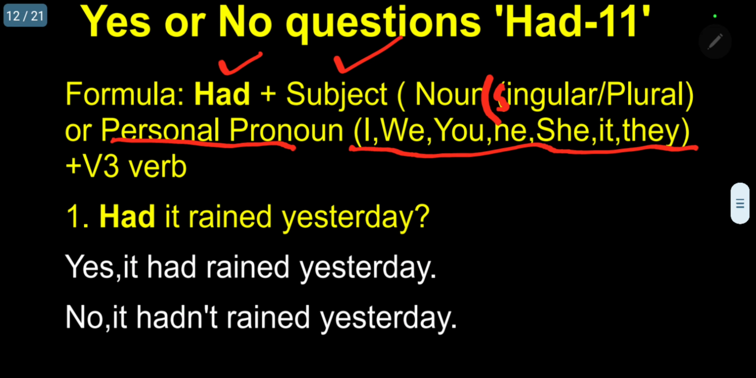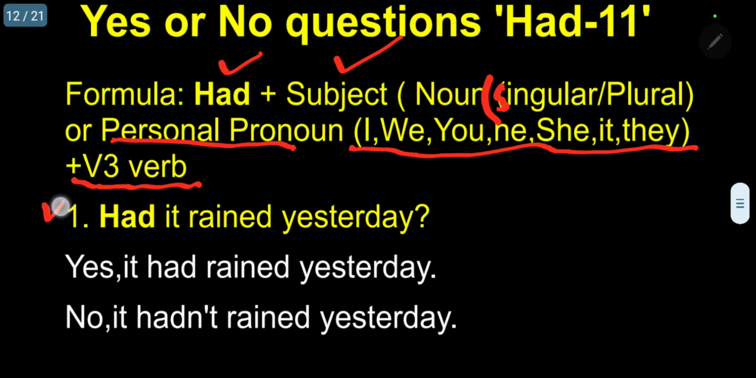So actually there are first person singular I, first person plural we, second person singular you, second person plural you, third person singular he, she, it, and plural they. In all the cases we have to use the corresponding verb, that is plus we have to use V3 verb. V3 means past participle. Please follow. So let me start now the question. So we have to start with had plus subject, noun or pronoun.